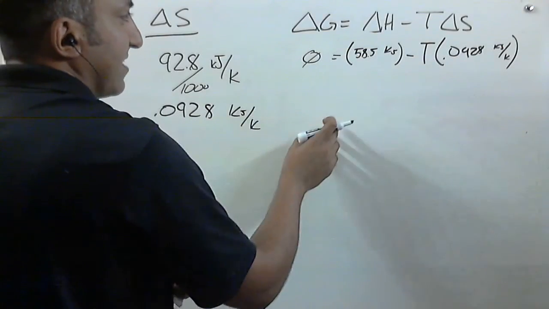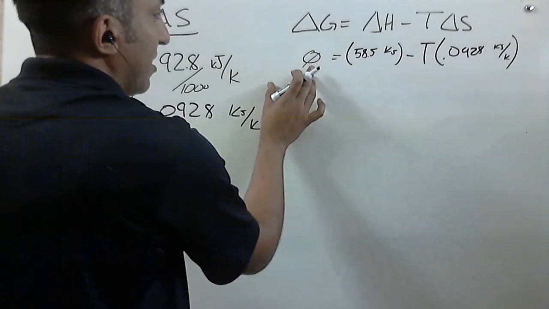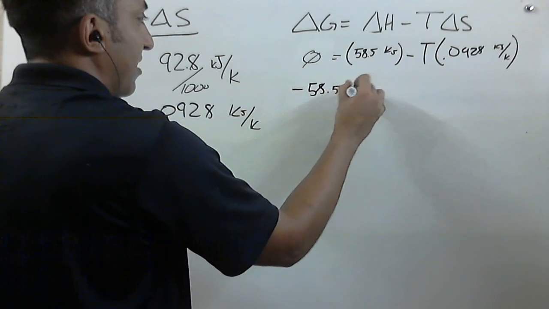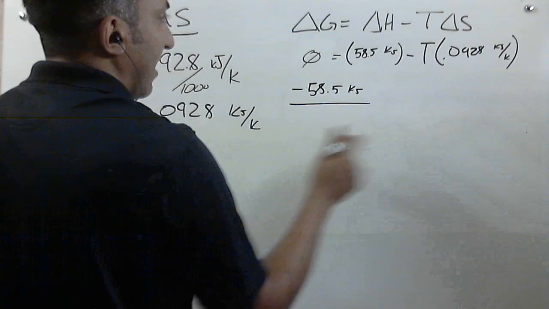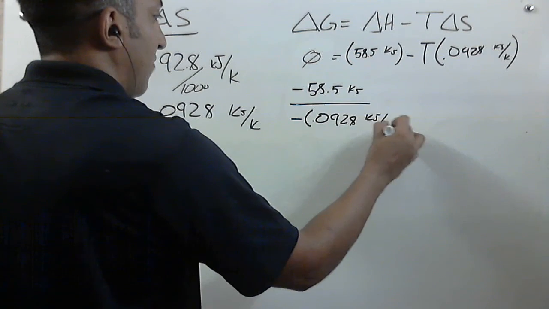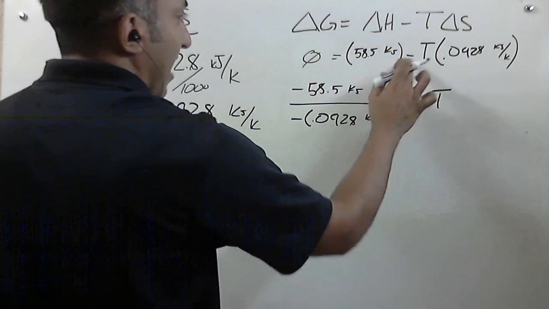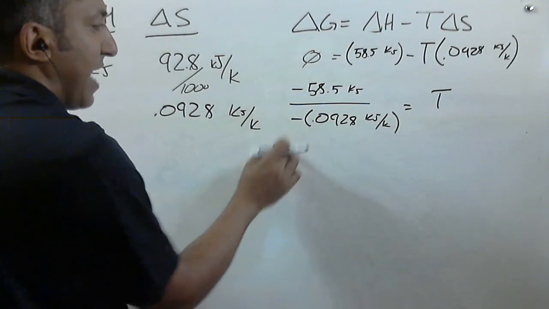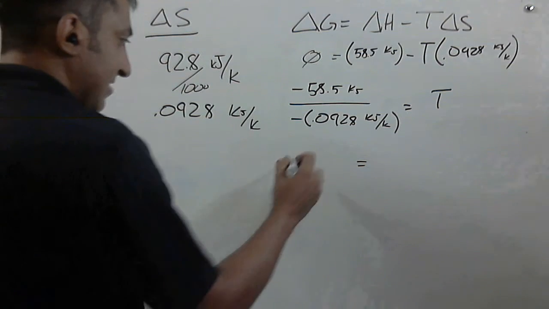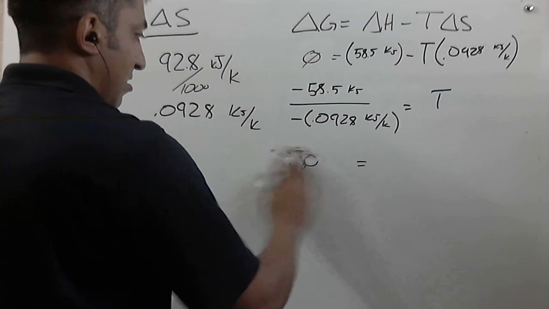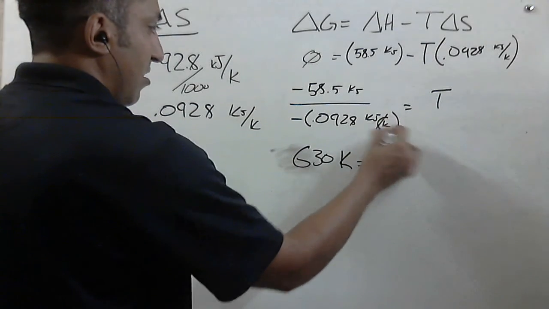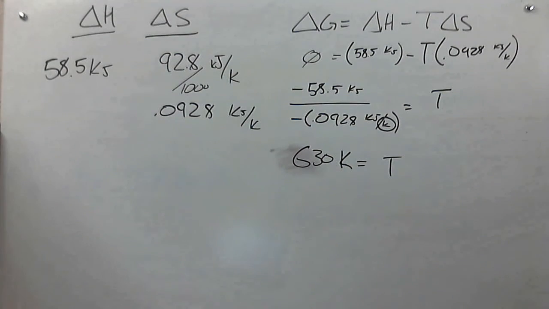Now we're going to solve for T. Let's go ahead and get T by itself. So let's go ahead and bring this over here and then divide by a negative. So we're going to have a minus 58.5 kilojoules divided by negative 0.0928 kilojoules per Kelvin equals T. I used that negative. This came over here, became a negative. Negative and negative is a positive. I'm going to get something like, let's see here, 630. My kilojoules cancel. I'm left in Kelvin right there, and that's my temperature. That's how you're going to go ahead and solve that.